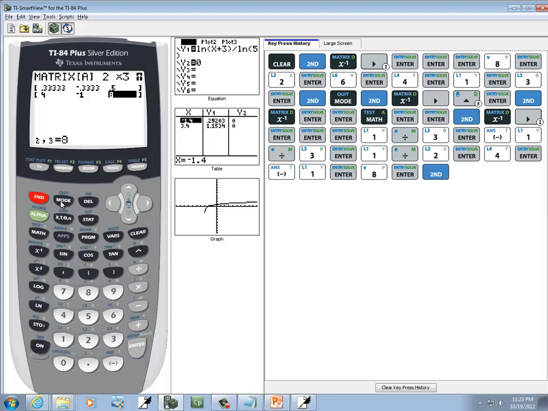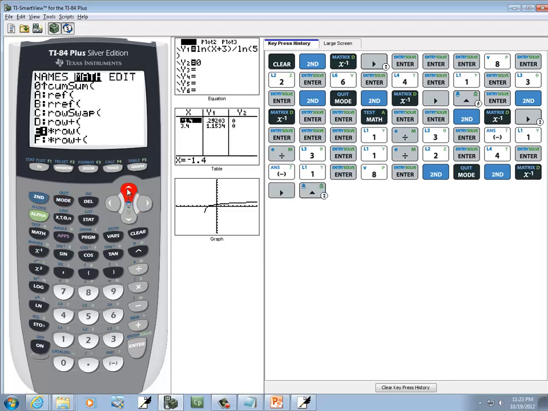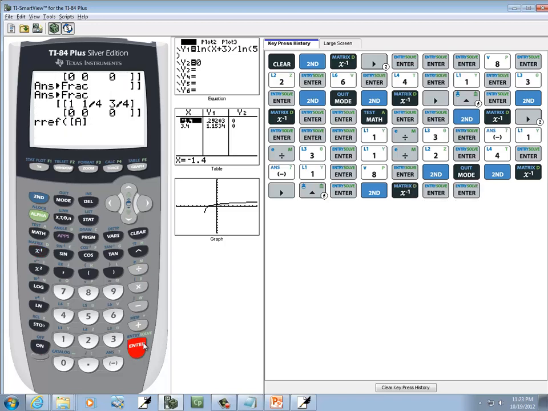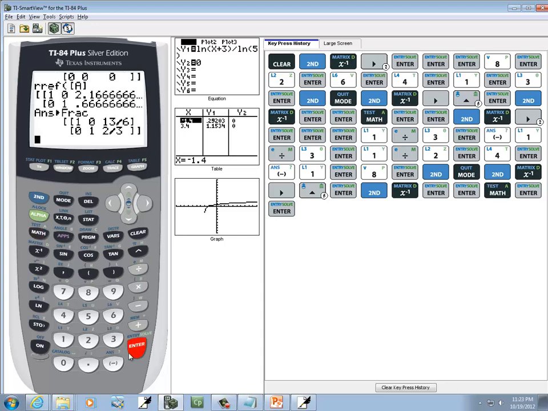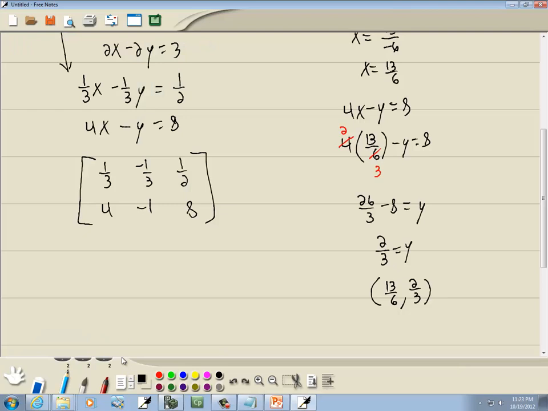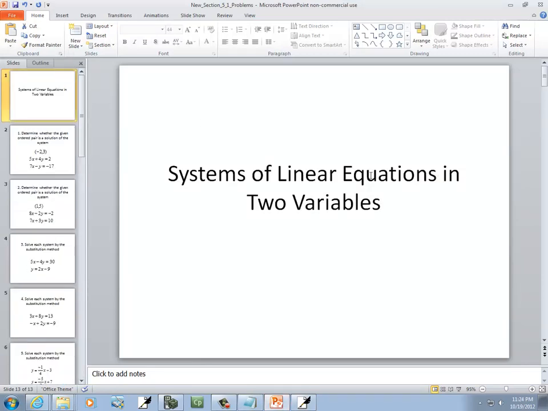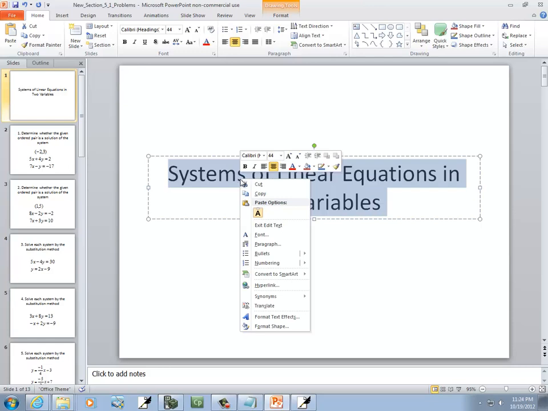Exit out, go back to my matrix menu, right arrow over to math, up arrow to RREF, enter. Go back to the matrix menu, choose A, and enter again. Now we get decimals, but we know how to handle those. I'll do math, enter. And 13/6 and 2/3. I'm glad to see that it matched. Again, it's a fantastic way to check your answers. And that's the last problem. So let me stop the recording.